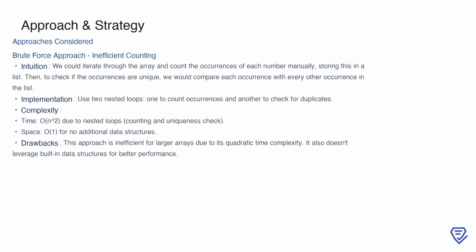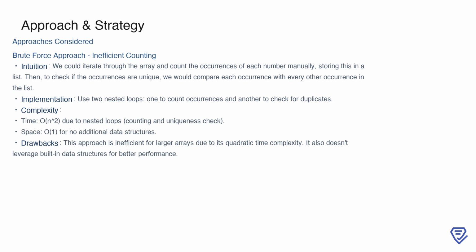To solve this problem, one approach we could consider is the brute force method. The intuition behind this is fairly straightforward. We manually count the occurrences of each number in the array and store these counts in a list. Then, to check if all counts are unique, we would compare each count with every other count in the list. This could be implemented using two nested loops, one loop to count the occurrences of each number and another to verify if any duplicates exist among those counts.